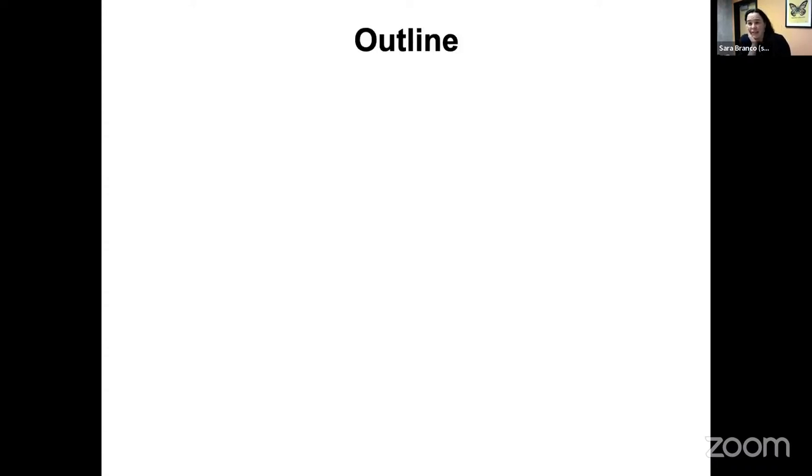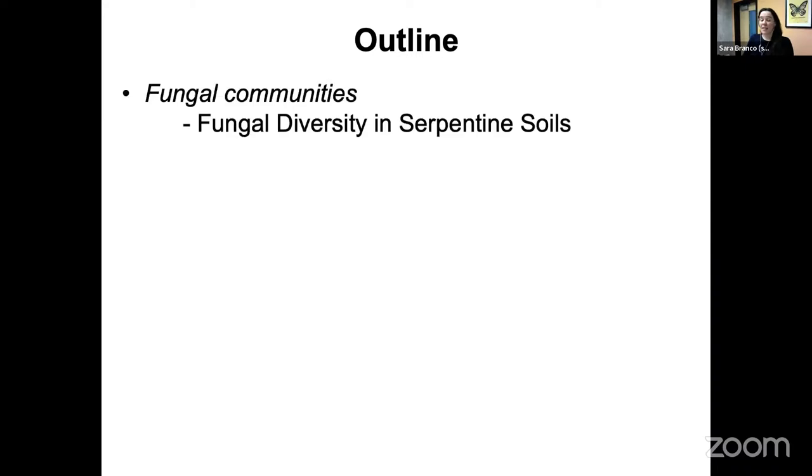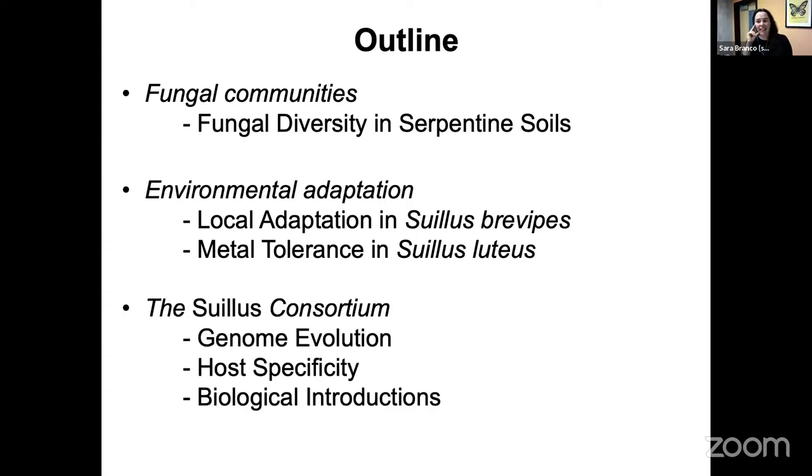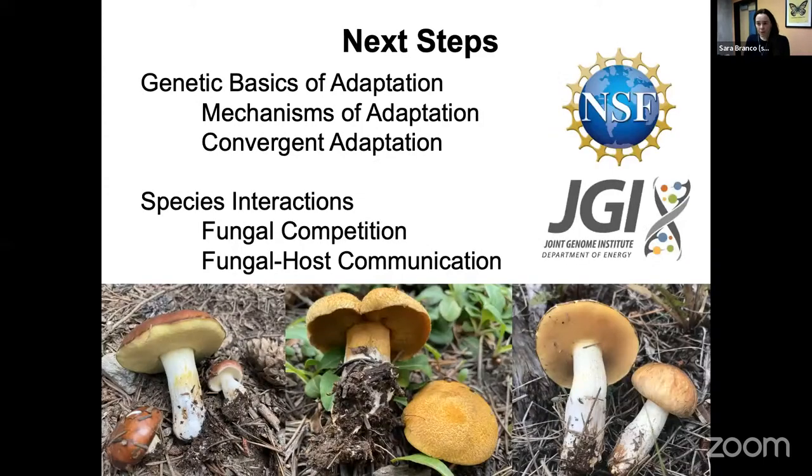And so, to summarize all these things that I've been telling you, I'm going back to my outline. I told you a story about fungal communities and fungal diversity on serpentine soils, and how this was one of my introductions to the messy world of fungal diversity. Then I moved on to environmental adaptation, in my own frustration of not understanding fungal communities, moving to fungal populations to maybe try to make sense of the whole assemblages. And then I finished by telling you about the Suillus Consortium, which is another effort to gather more information so we can make sense of the whole biology of ectomycorrhizal fungi, including community diversity. So where do we want to go next?